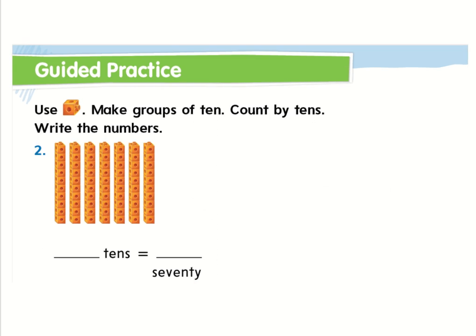Last one before I get you guys going here today. So we have how many tens? 1, 2, 3, 4, 5, 6, and 7. So that means if I count by 10, I have 10, 20, 30, 40, 50, 60, 70.